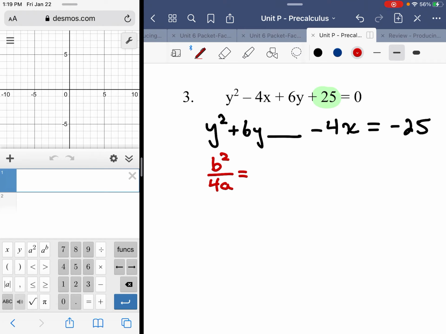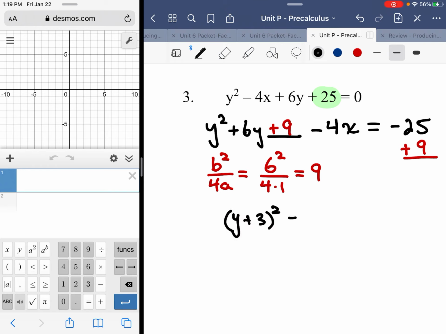All right, so I'm going to use my handy dandy b squared over 4a. This is a step that most of you, if not all of you, should be able to do in your head, which is to take the b value, square it, and divide by 4 times the a value, which is going to give you a 9. So I'm going to add the 9 to complete the square here. Because I added it to one side of the equation, I must add it to the other side. On the left-hand side, it factors to y plus 3, the quantity squared, minus 4x. On the right, it's going to be negative 16.